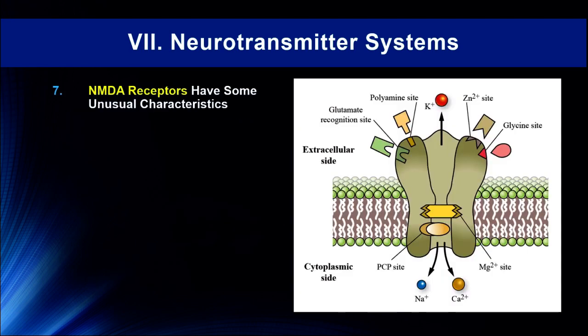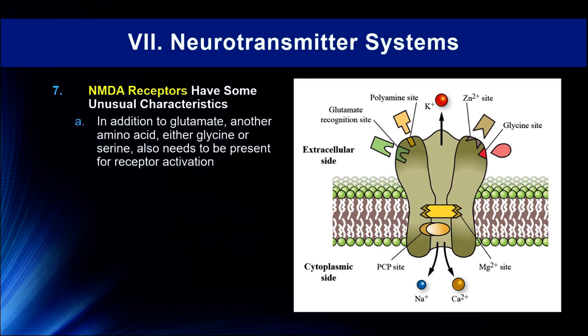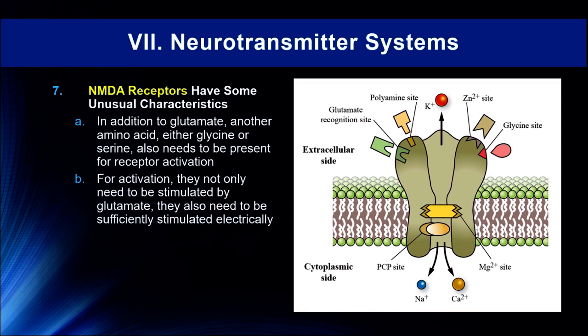So if we look at the NMDA receptor itself, it has some very unusual characteristics. In addition to glutamate, another amino acid such as glycine or serine has to be present for this particular site to be activated. So they have to have glutamate, they also have to have the site have been slightly depolarized. They seem to play a critical role in synaptic plasticity.